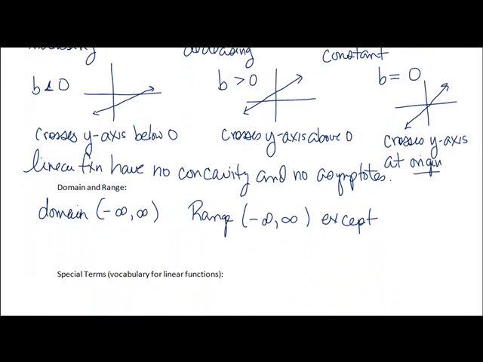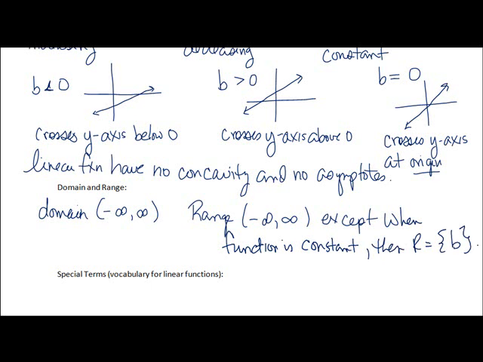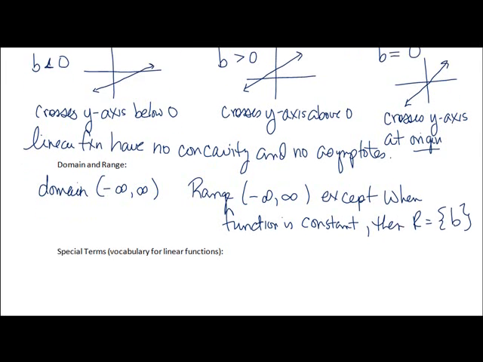So except when the function is constant, or you can say slope is equal to 0, then the range is just the value b, the y-intercept.